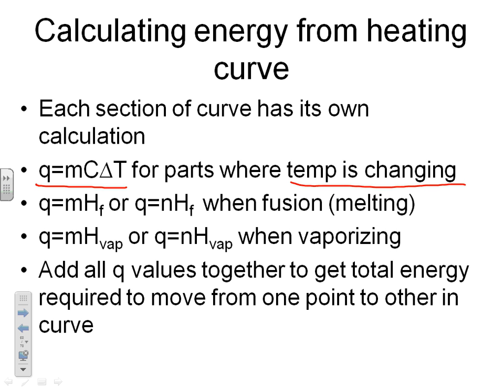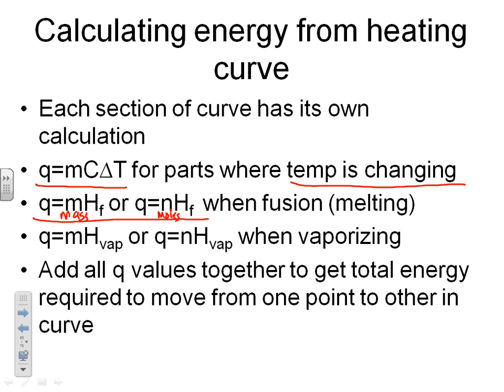You can calculate that. But you cannot use Q equals mc delta T for the parts of the curve where the temperature is not changing, i.e. the phase changes. You have to use a different formula. So in that case, we're going to use Q equals mH_f, this is mass, or Q equals nH_f, this is moles, when we're undergoing the melting phase change.